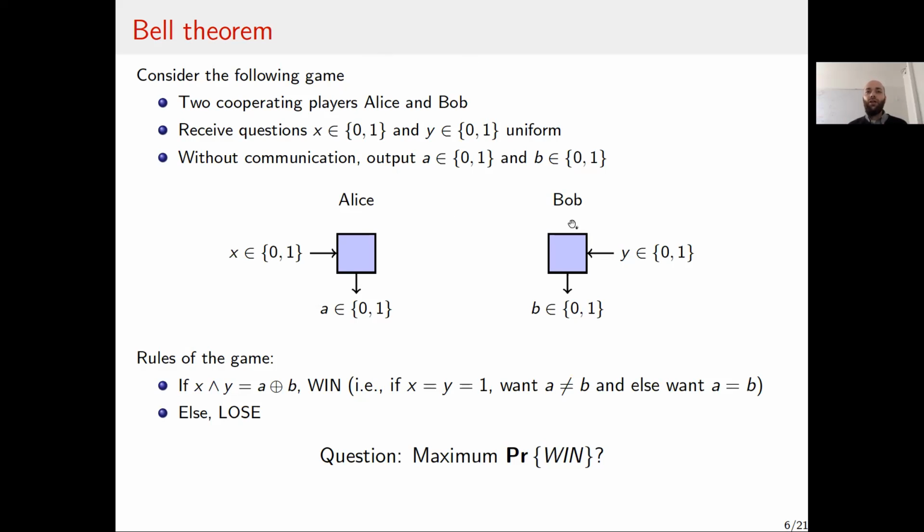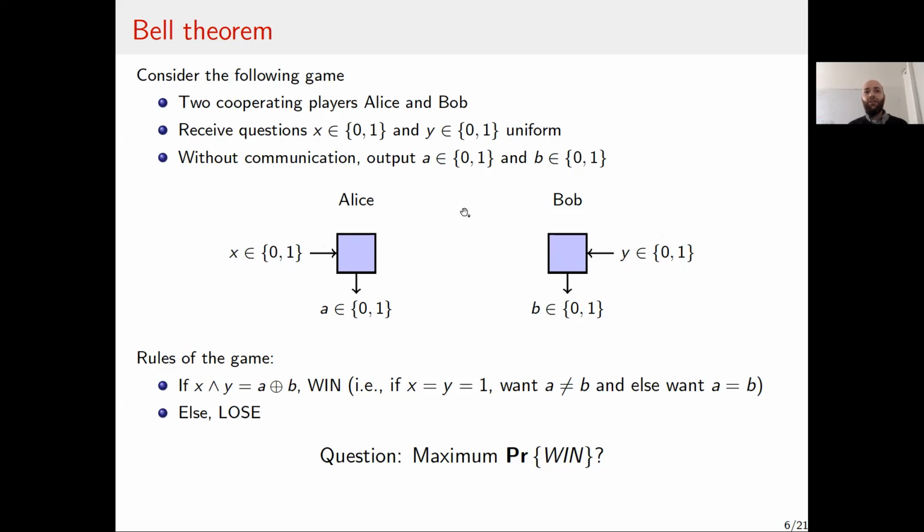These two players are not playing against each other. They're cooperating, so they either win together or they lose together. How does this game work? Alice receives a question, which I call X, and this question is just a bit, either 0 or 1. Similarly, Bob receives a question, which I'll call Y, also either 0 or 1. I'll assume that each of these bits is uniform and independent of each other. So, two uniform bits.